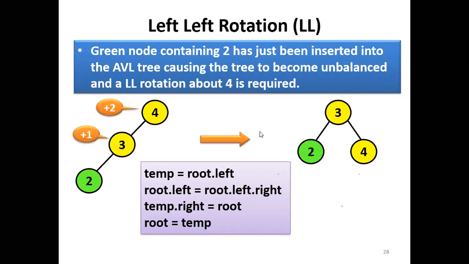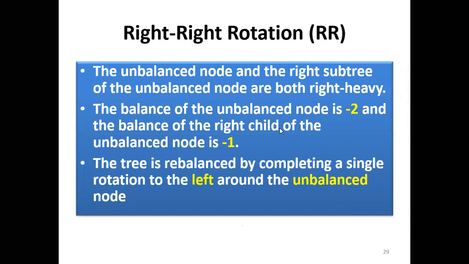And another example for the left rotation is this. In this case, we added 2 and 4 became unbalanced. To perform the rotation, we put the temporal node to replace the root node. So we have 5 here, and we take the root node down to the right, and we have 4 here. So this is the final result.